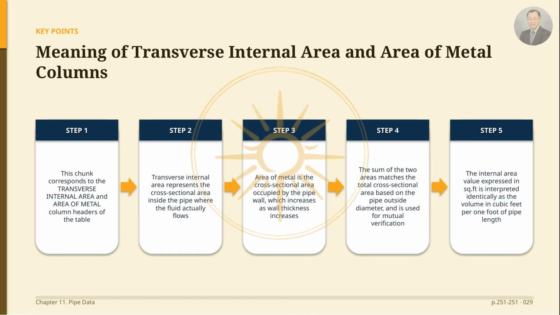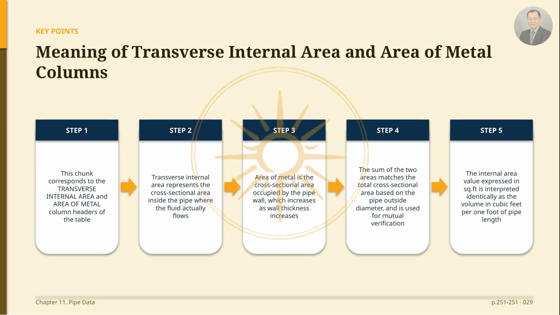Now, I would like to introduce the transverse internal area and area of metal columns in the pipe data table. The transverse internal area refers to the internal cross-sectional area through which the fluid actually flows when the pipe is cut transversely. On the other hand, the area of metal is the cross-sectional area occupied by the pipe wall itself. As the wall thickness increases, this value grows, and the internal area simultaneously decreases.